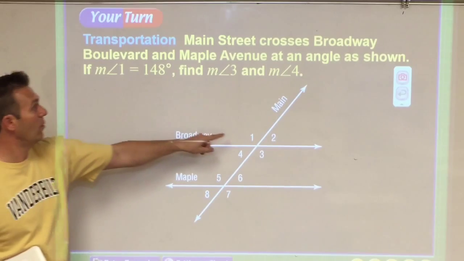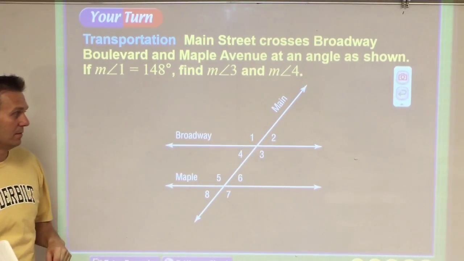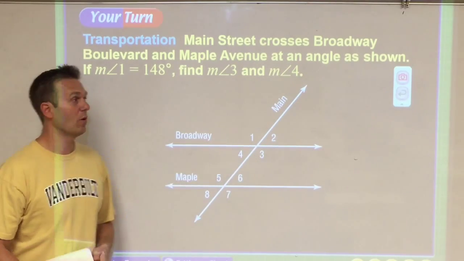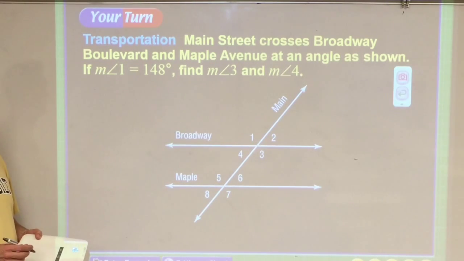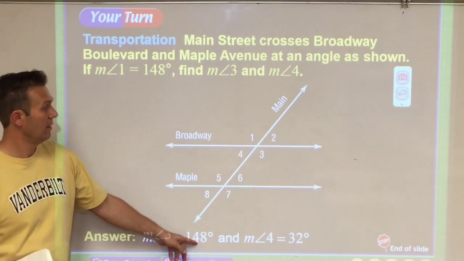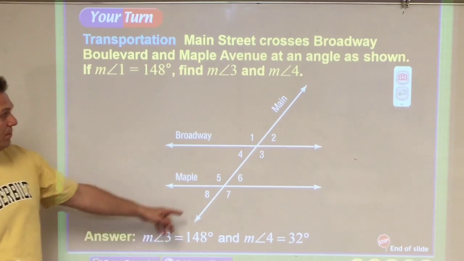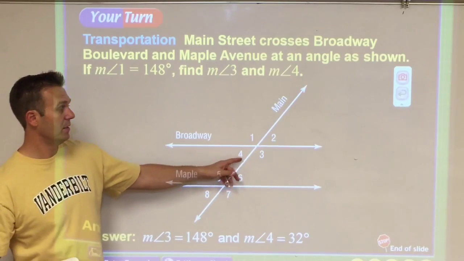All right. And now it's your turn. They're telling you that angle 1 is 148, and you have to figure out angle 3 and angle 4. Remember the word vertical. It's going to be helpful in this situation. See if you can find the answer. If you did this correctly, pause it while I'm giving you the answer. You should have got angle 3 is 148 degrees because it's vertical. And angle 4 is 32 degrees.